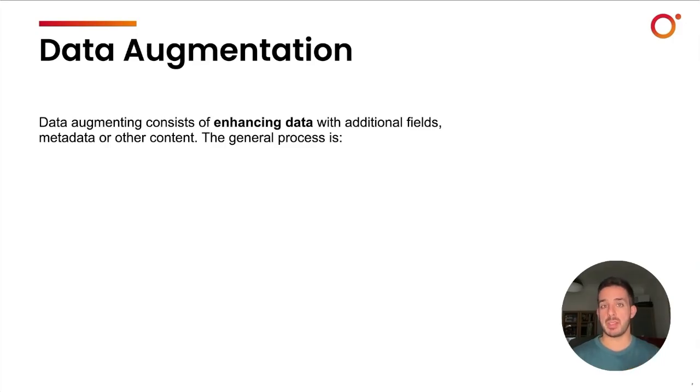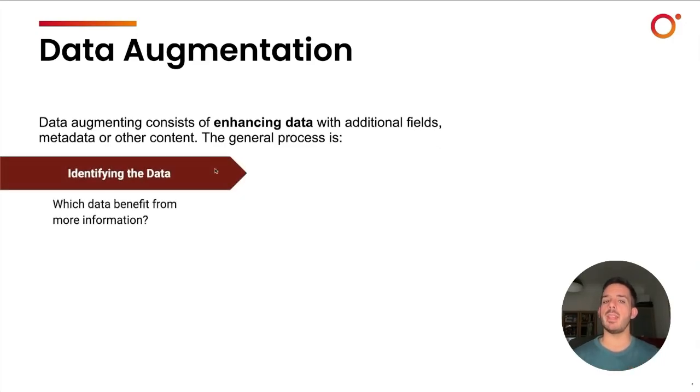So what is our general process here? Well, first, we identify where data could benefit from more information. For example, for every customer that has a location, should we also add the average transaction value for that location and add it to every single transaction or every single customer in terms of averages, right? Where is it useful for us to add those additional data or additional explanations or additional content?